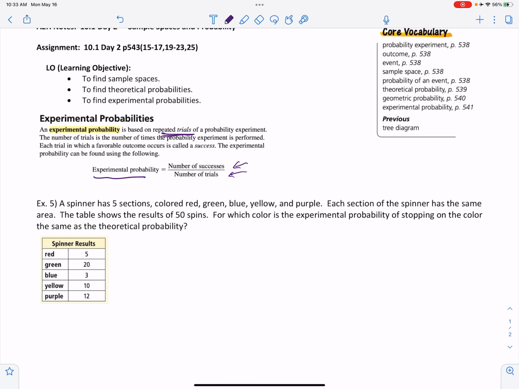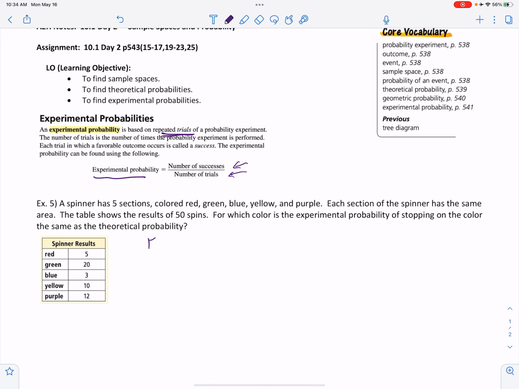So someone sat and did it, spinning. Is it going to hit each one the same amount of times since there's the same amount of area? No, it's not going to work that way. Experimental probability only starts reaching theoretical probability if you do a lot of trials. If I did 1,000,000 spins, then I would hope that I'm getting closer to hitting each color 20% of the time.